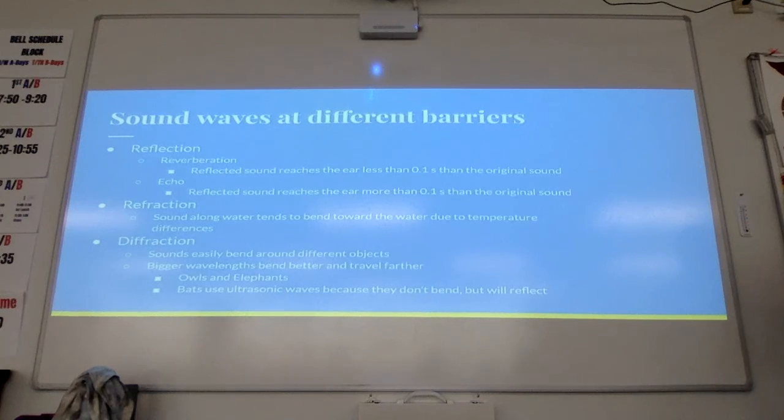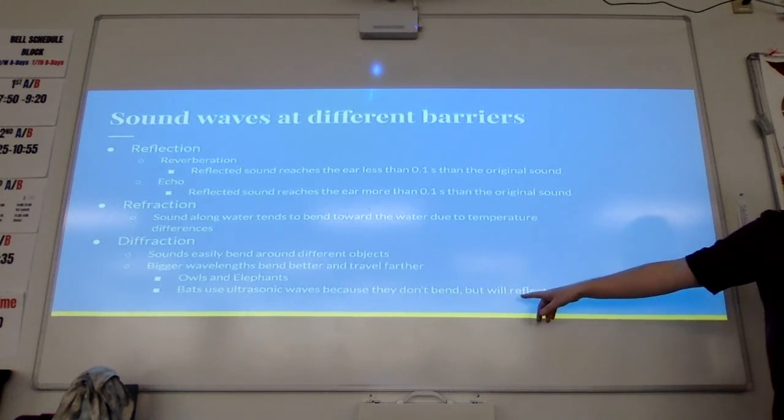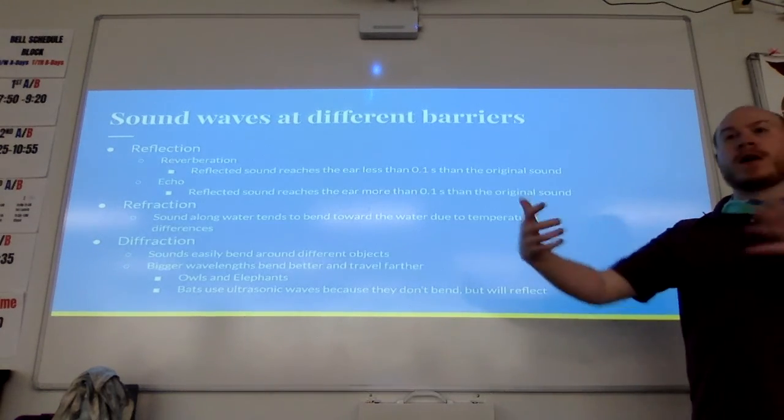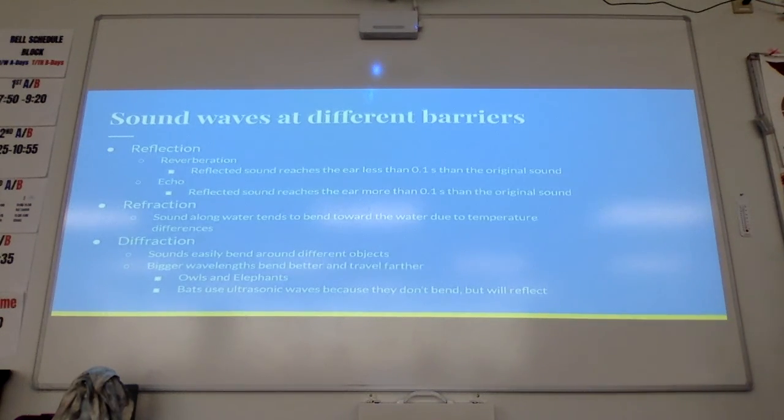If you're an elephant living out on the Sahara, or the Sahara is a bad example because that's a desert. If you're out on the grasslands and you want to talk to an elephant that's a mile or two away, if you use a low wavelength, a big wavelength, that wavelength can bend around things really easily. So that sound is going to travel around different objects really well and keep going. Whereas if you have a really small wavelength, things don't bend around really well. So if I were to talk in a low voice versus a high voice, you'll hear the low voice first.